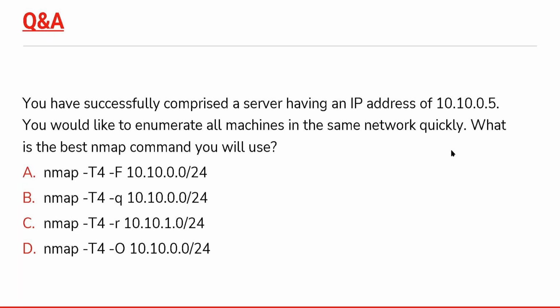Then we also have -F, which is for the fast scan. So the correct answer for us will be option A, because we are specifying that we have to perform a fast scan. Along with that, we are also specifying that we will be using throttling. So by doing that, the correct answer for this question will be option A.